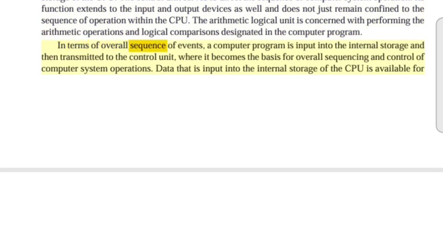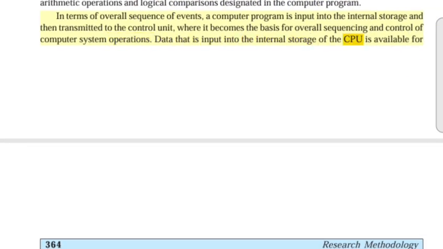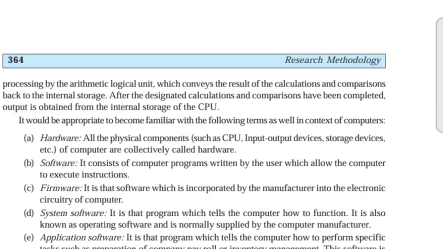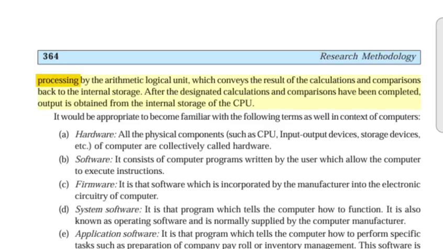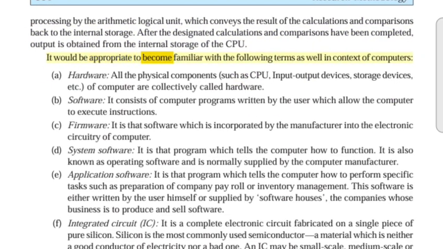In terms of overall sequence of events, a computer program is input into the internal storage and then transmitted to the control unit, where it becomes the basis for overall sequencing and control of computer system operations. Data that is input into the internal storage of the CPU is available for processing by the arithmetic logical unit, which conveys the result of the calculations and comparisons back to the internal storage. After the designated calculations and comparisons have been completed, output is obtained from the internal storage of the CPU. It would be appropriate to become familiar with the following terms as well in context of computers.